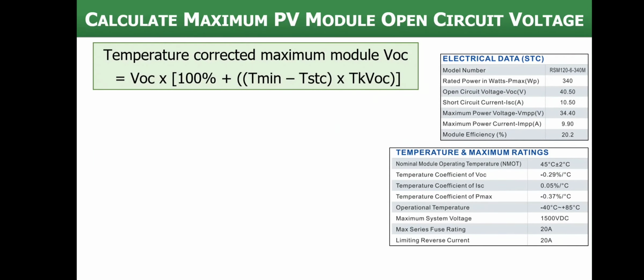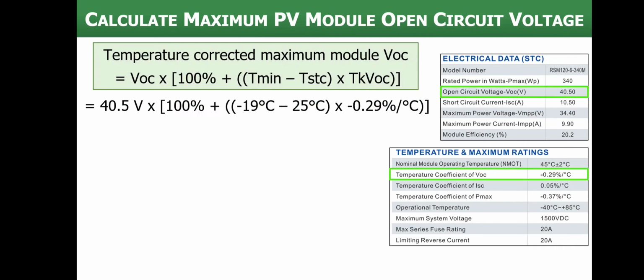Okay, let's take a look at how we calculate the temperature-corrected maximum module voltage. We see the formula at the top in the green box. I'll read it out to you and let you know what everything is. It's the open circuit voltage, which we get from the specifications sheet. Then we multiply that by the product of 100% plus the T min, which is the minimum temperature. We know that was negative 19 degrees C from our last slide. The temperature at standard test conditions, we know that is always 25 degrees C, and we multiply that by the temperature coefficient of open circuit voltage, which we will also get from the specifications sheet.